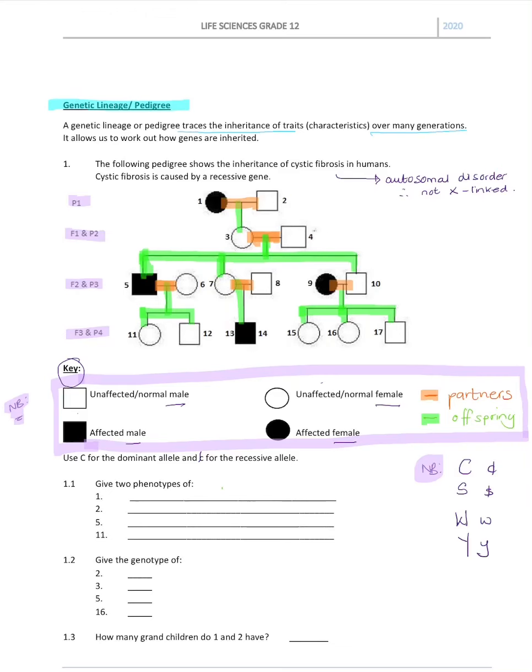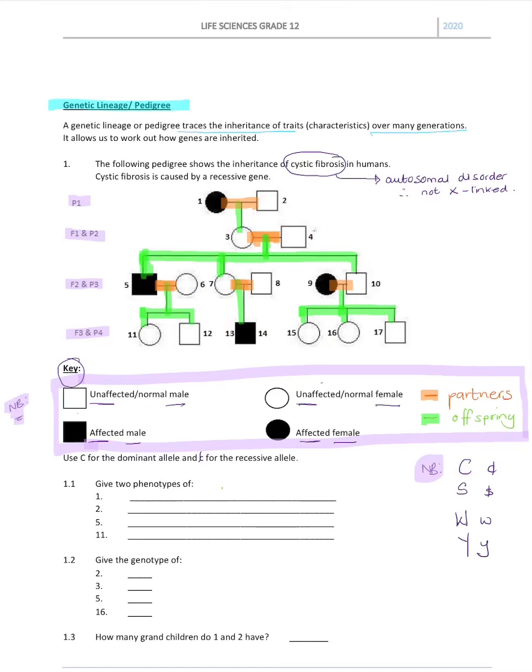If they are unshaded, then the person is unaffected with the disorder, and if they're shaded, then the person is affected. So in this case, we can name this disorder because we're working with cystic fibrosis in humans.